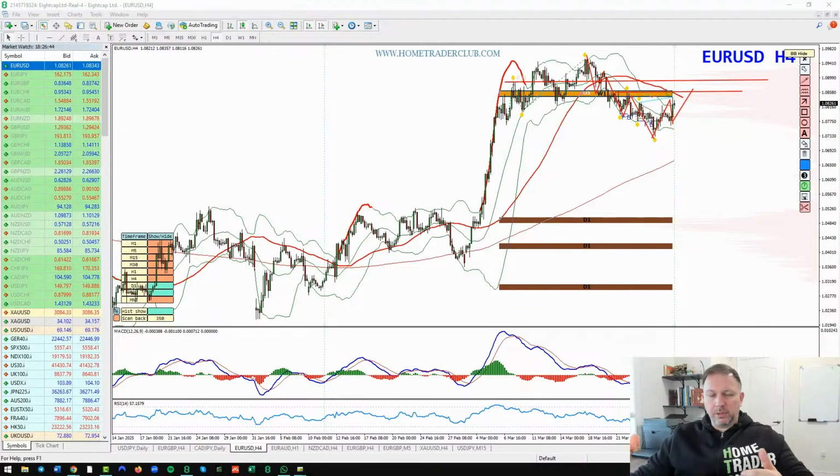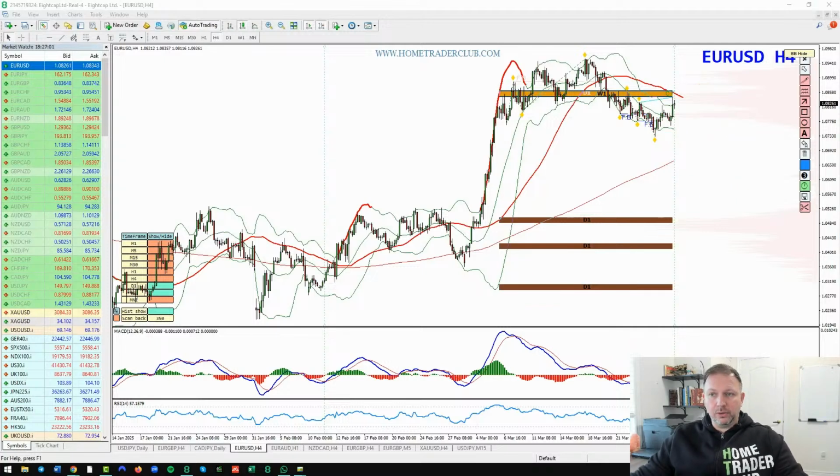So one of the possible scenarios for the euro dollar is that at the end of this correction, which is currently building up, we will get some breakout, and then the final corrective leg to the downside. So that's one scenario I would be following.